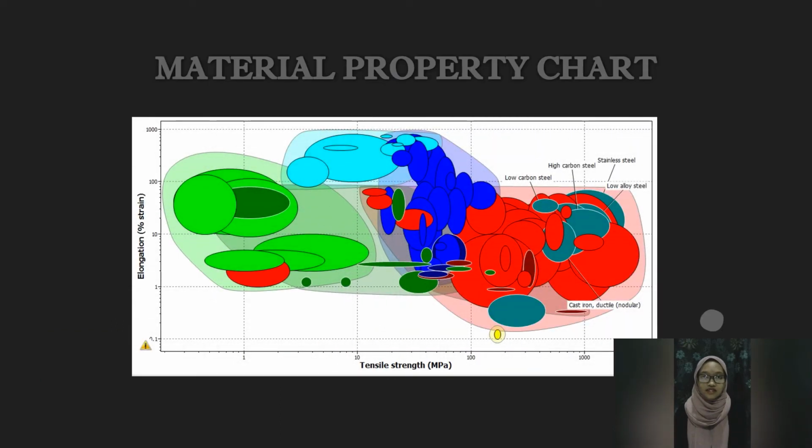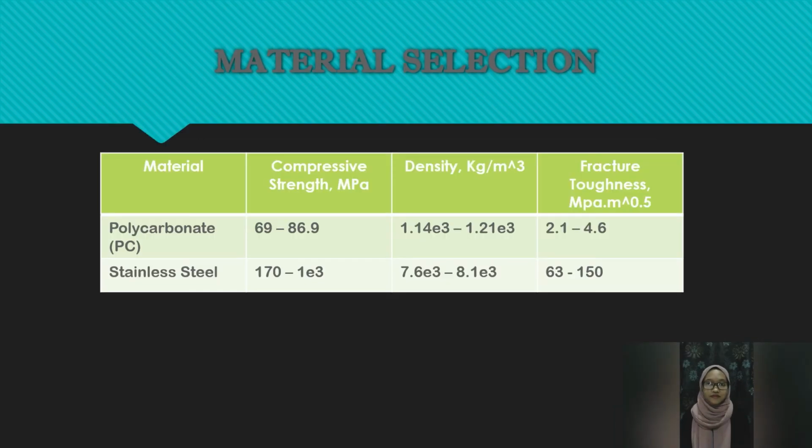Next, this is the material properties chart for the filter woven mesh. We use tensile strength against elongation for this chart. This is also developed by CES EduPack software. This is the table for the material selection that we selected for the polycarbonate and stainless steel.